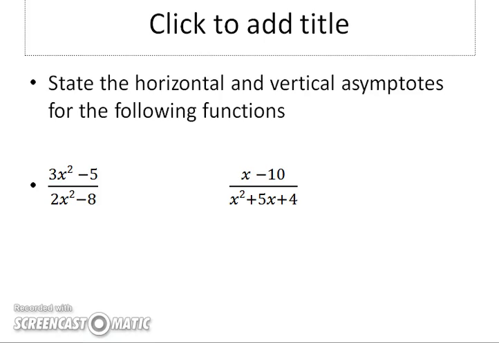I'm going to have you try a couple in class here. I'm going to have the teacher in a second pause the video and let you guys have a chance at this. We have 2 rational functions below. For both of them, I want you to try to figure out what the horizontal and vertical asymptotes are. The first one is 3x squared minus 5 over 2x squared minus 8, and the second one is x minus 10 over x squared plus 5x plus 4. See if you can find the horizontal and vertical asymptotes.